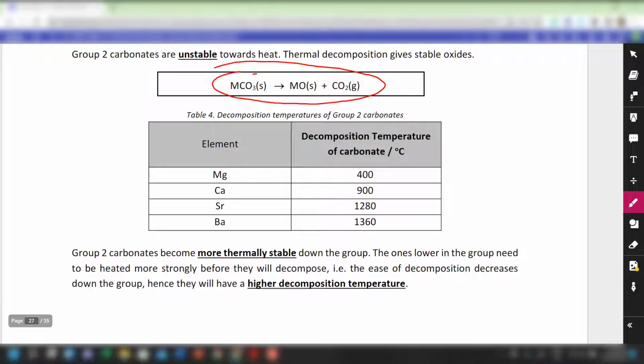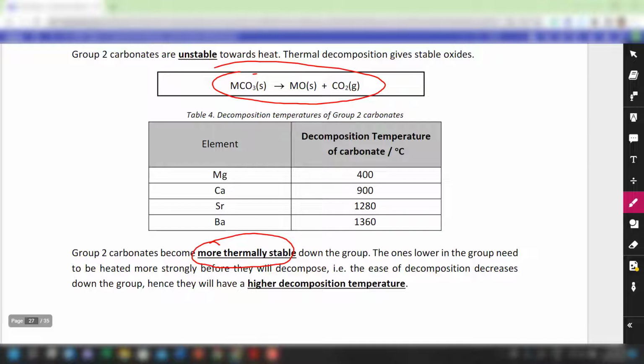So we conclude that group 2 carbonates become increasingly more thermally stable as I go down the group. This can be easily understood because the charge density of the cation decreases as I go down the group. Remember that all the group 2 cations form cations with +2 charge. So as I go down the group with the same +2 charge, the cationic radius increases, so that means that the charge density decreases down the group.